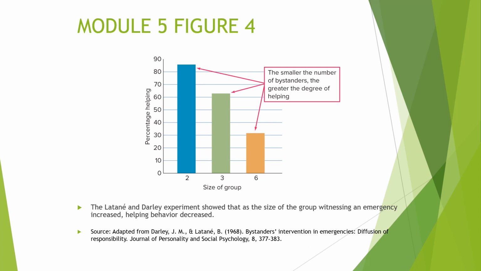So here, if you have 2 people observing an emergency, the likelihood of receiving help is extremely high. You increase it to 3 people, it drops down. You increase it to 6 people, it actually drops way down. So the smaller the number of bystanders, the greater the degree of helping. Or the greater the number of bystanders, the lesser the degree of helping behavior you will actually get in your experiment.